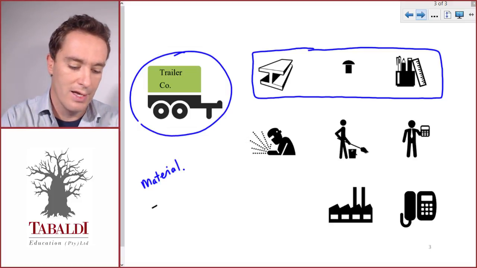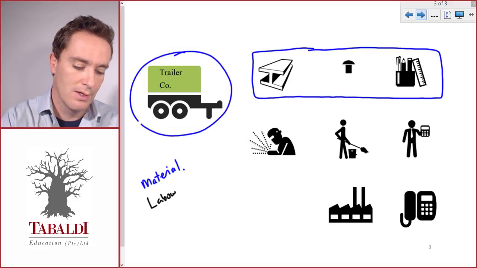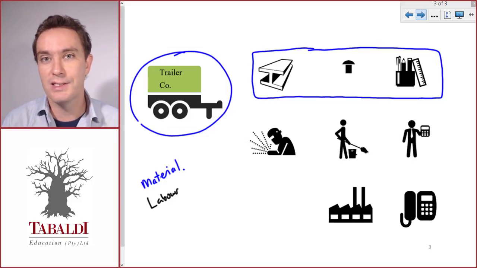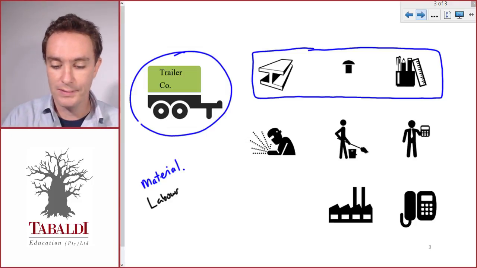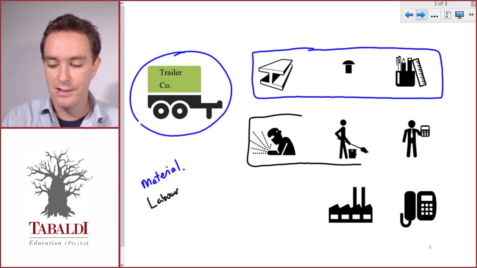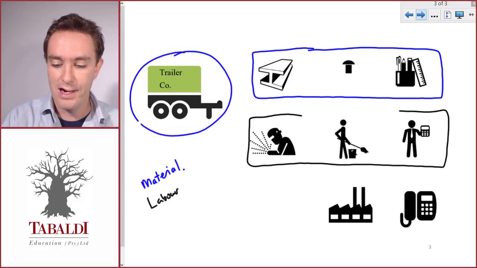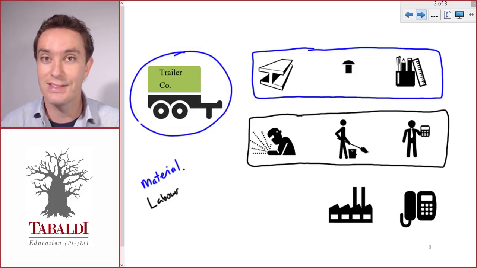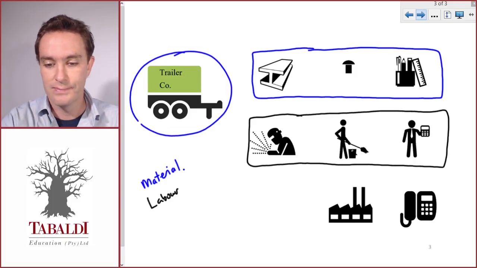Next, we have labor. Labor is anything where we pay someone for the time that they spend manufacturing the product or working for the company. So that would be our welder, the cleaners, and our accountants. They get paid either a salary or a wage.